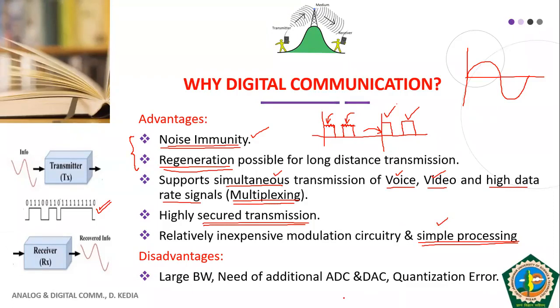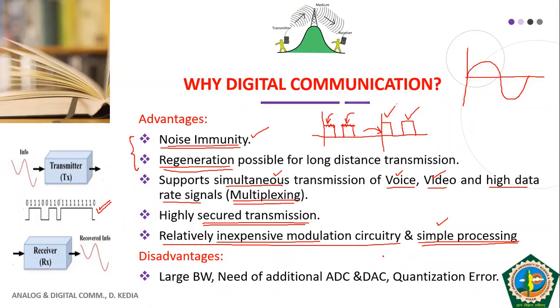And in digital communication, though we use a number of blocks and it seems our circuit has become complex, in entirety your digital communication modulation circuitry is relatively inexpensive because of the use of VLSI techniques. Okay, so these are the main advantages of digital communication which make them suitable for long distance communication.